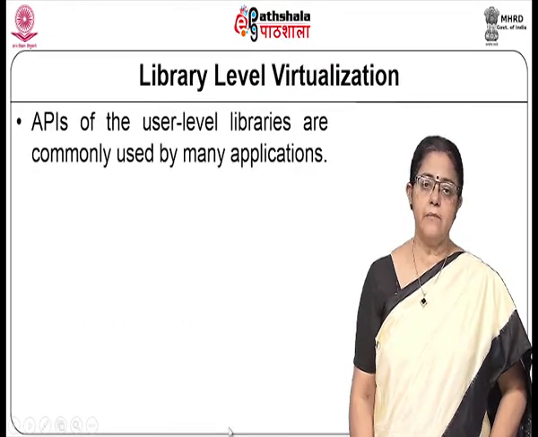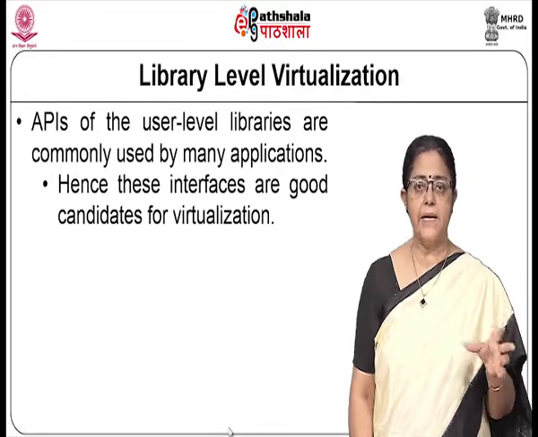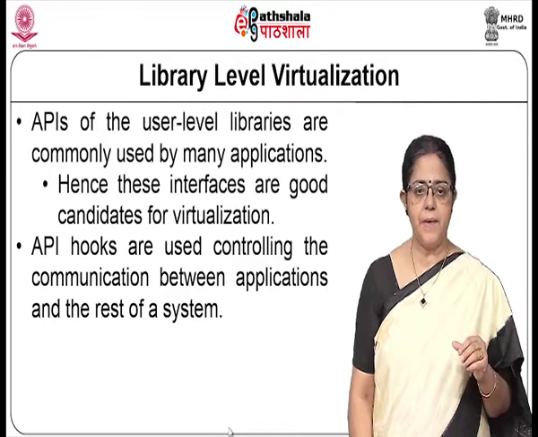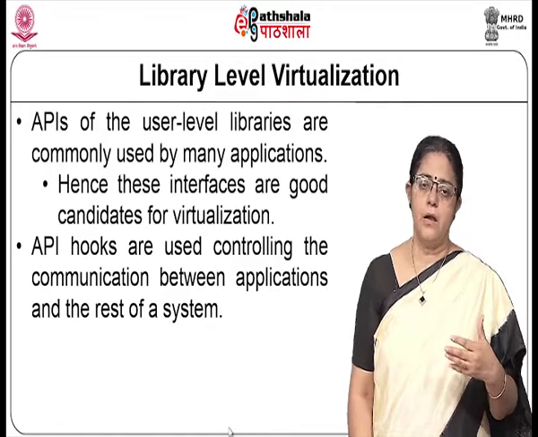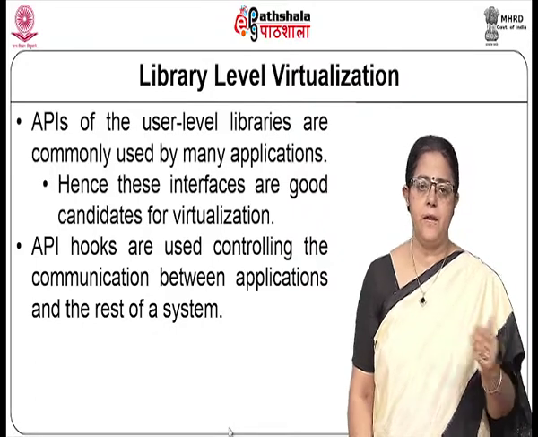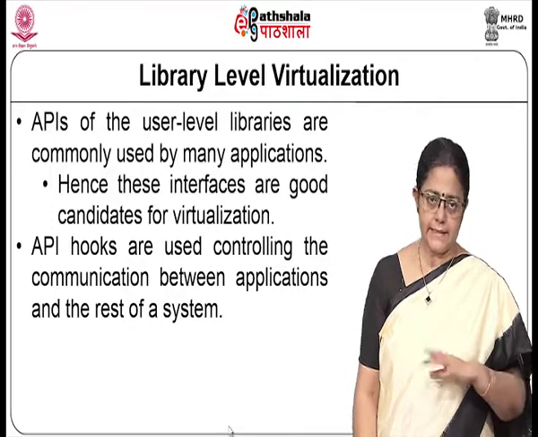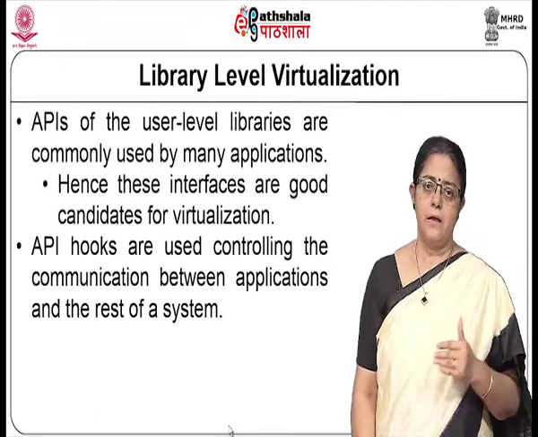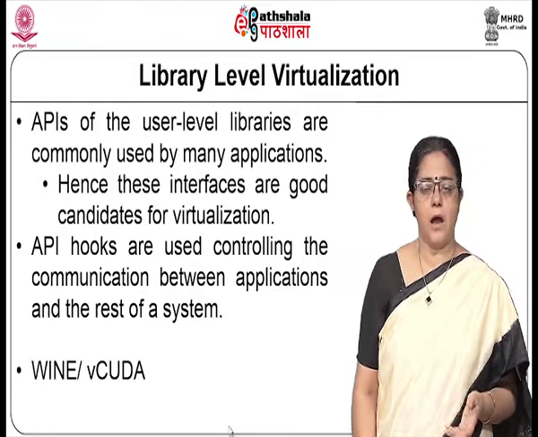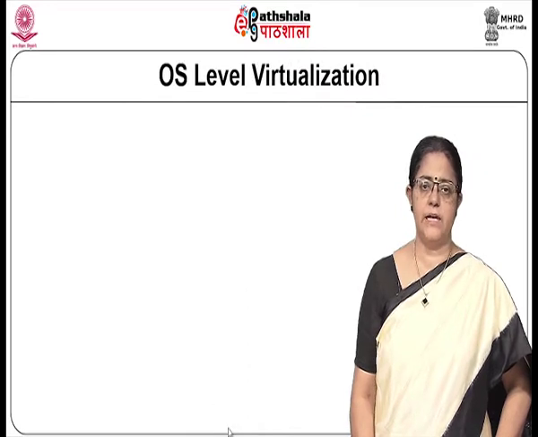At the library level, the user level library API is virtualized. These APIs hook on to the operating system, and therefore they sit between applications and the rest of the system. They create a communication between these two. Wine and vCUDA are examples of this library level virtualization.